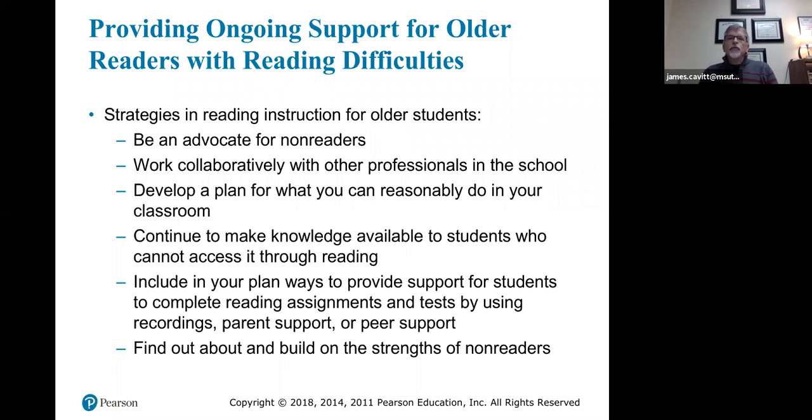Here's for older students. Find books that are at their reading level that are for your content. There's lots of them out there. Lower reading levels, high interest, more visuals involved in the reading, such as graphic novels and those kind of things. Those are great.